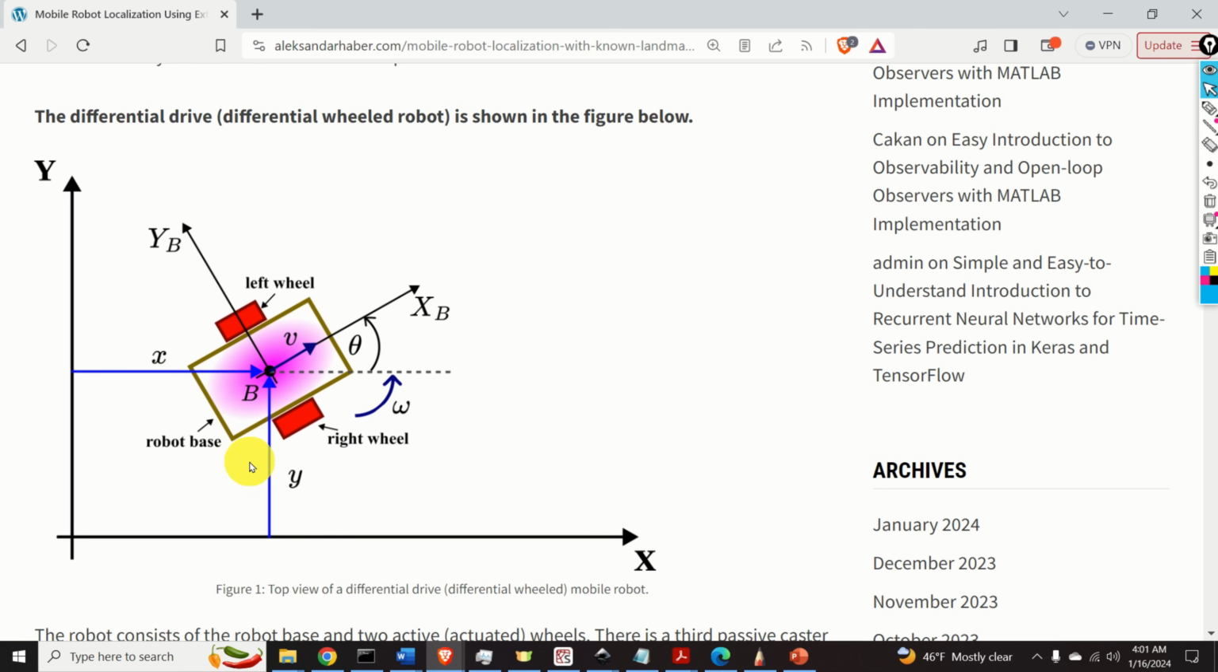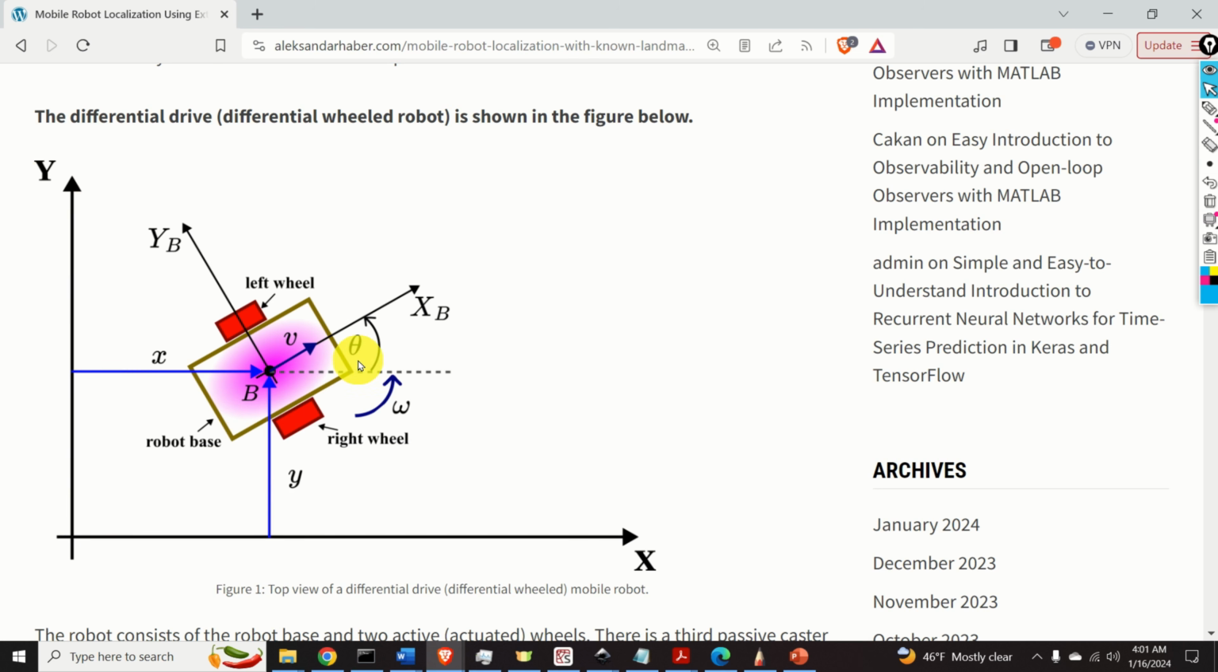Lowercase x and lowercase y are the x and y coordinates of the origin of the body frame, that is, the coordinates of the point B. These are the coordinates of the center of the body frame in the inertial coordinate system. This is very important to understand, that x and y are represented with respect to the inertial coordinate system.